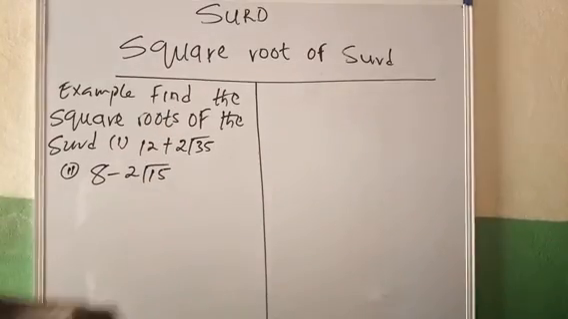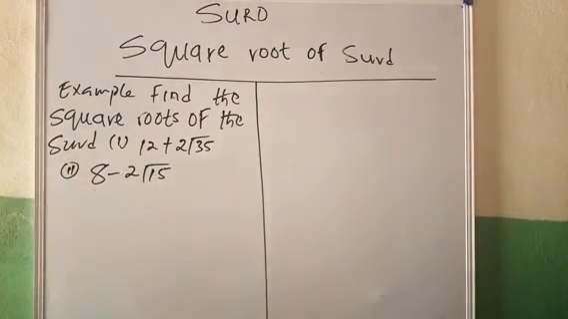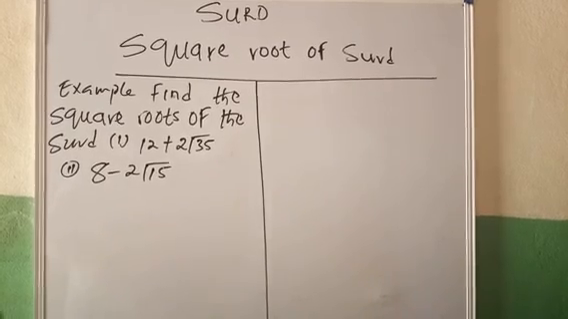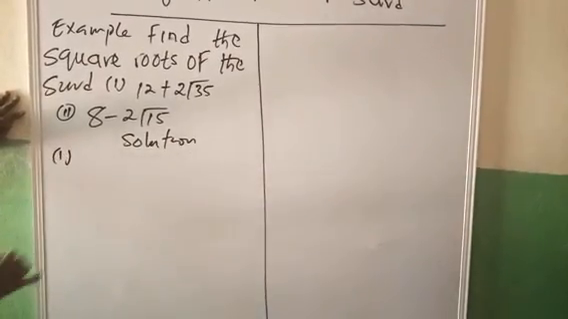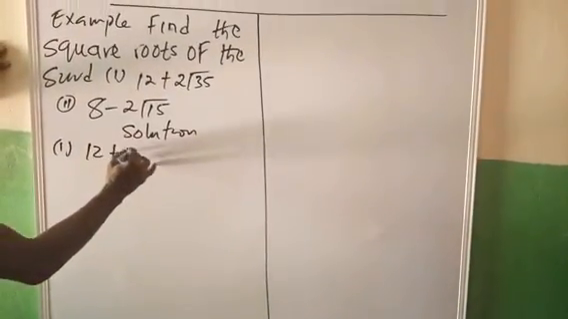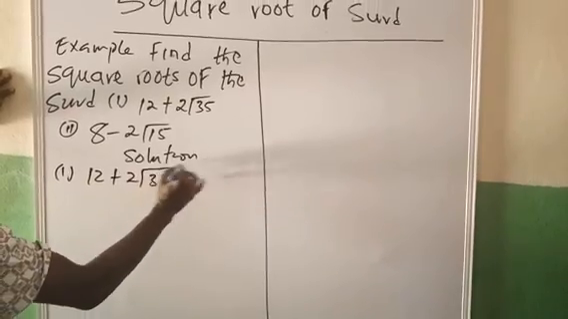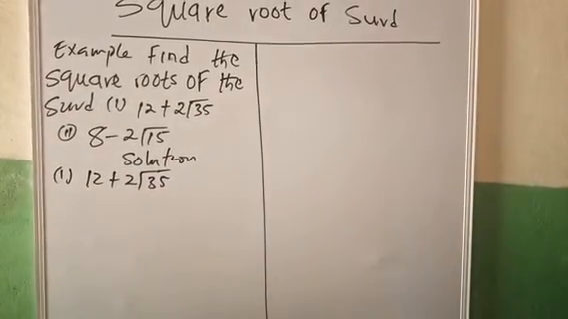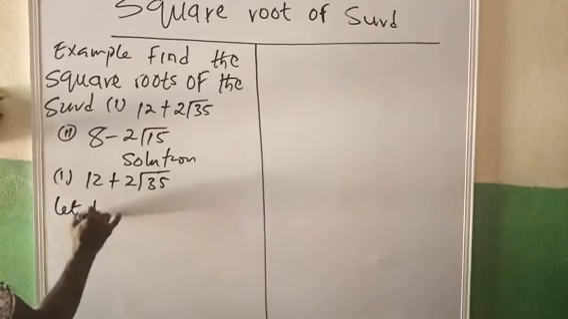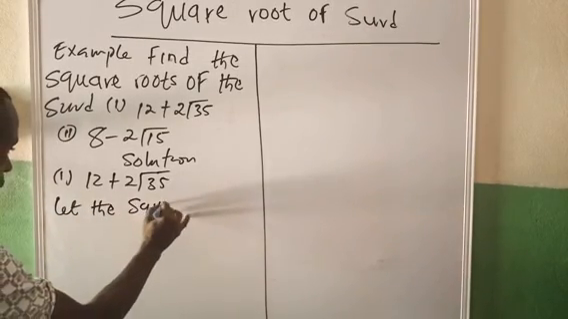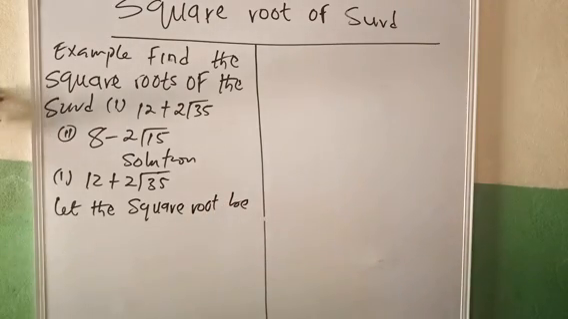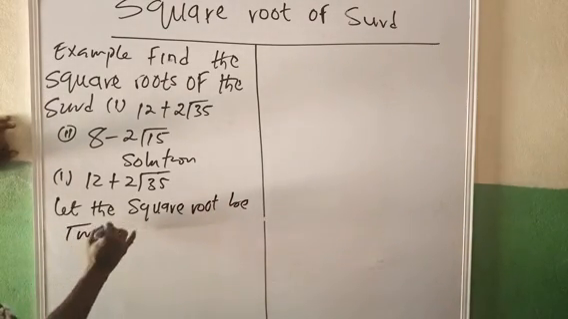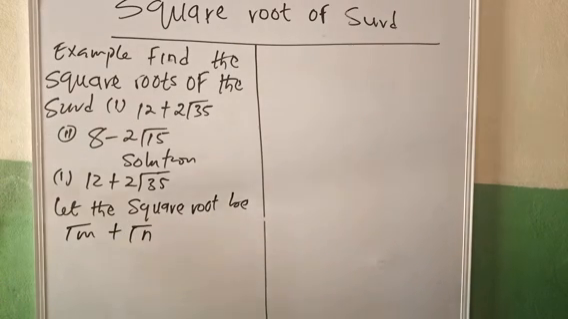Looking at the square root of surd. So find the square root of the surd. Solution. Number 1, you have 12 plus 2 root 35. So let the square root be root m plus root n.